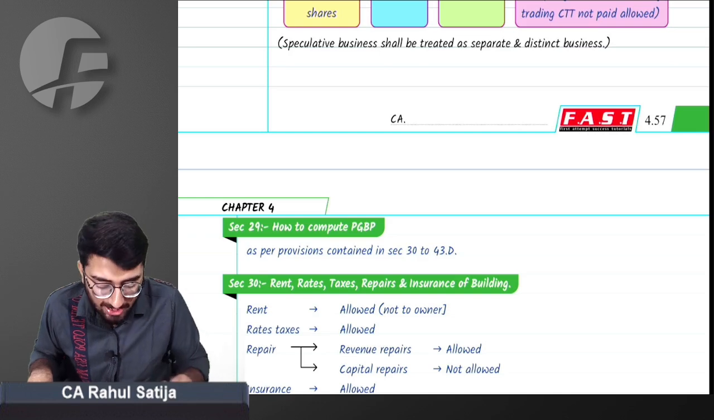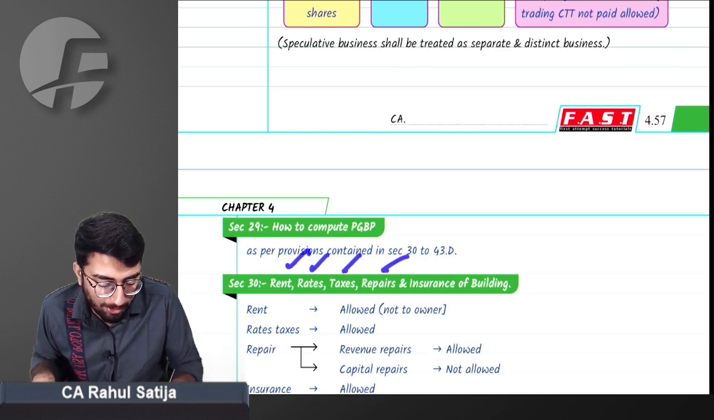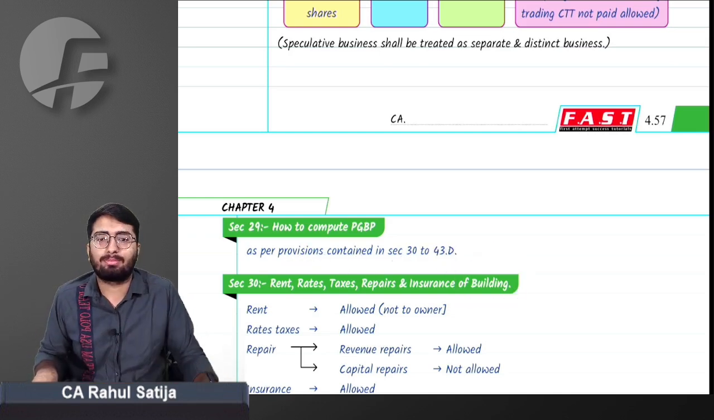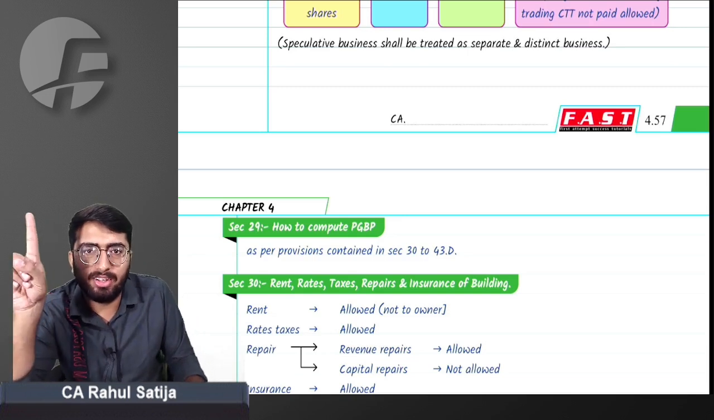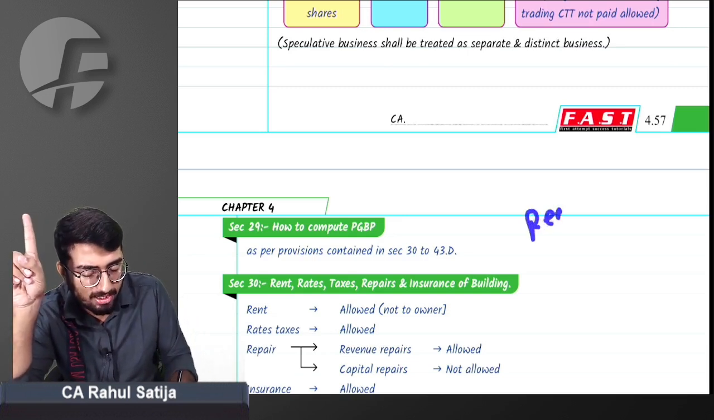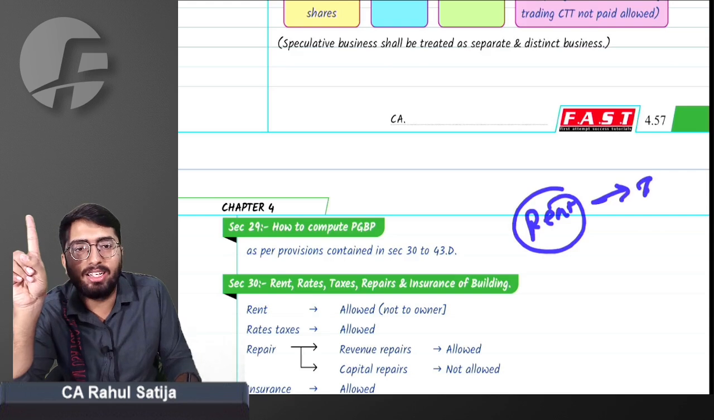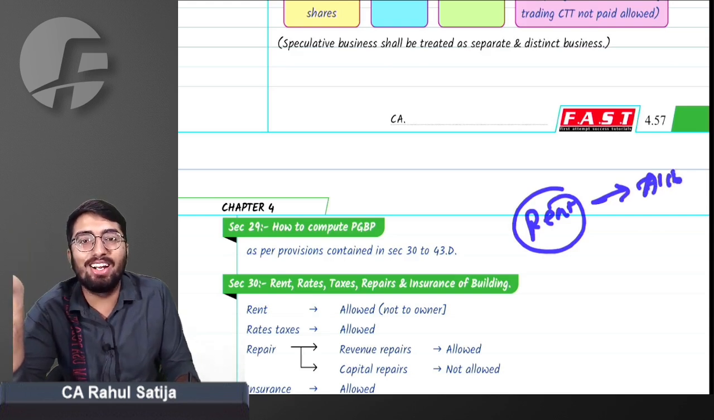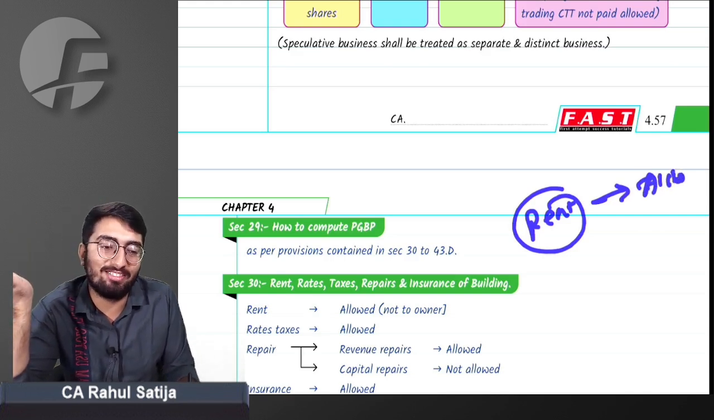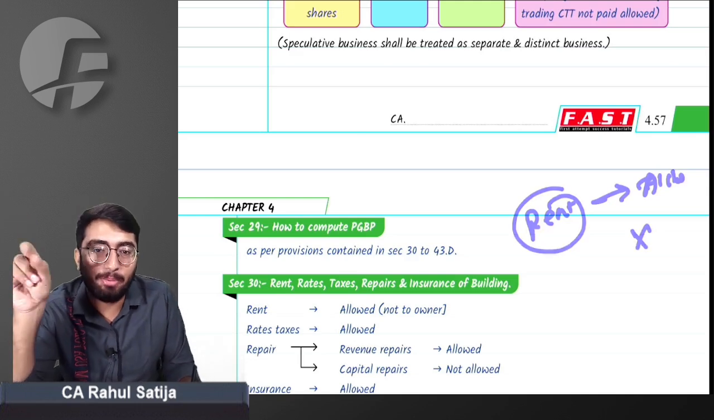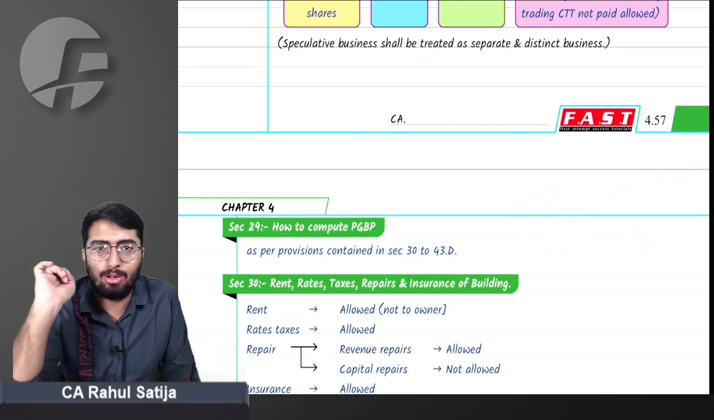What it says: rents, rates, taxes, repairs, insurance paid for building. Sir, any kind of rent. If you are paying rent for the building, sir, will it be allowed? If you are a tenant, it will be allowed. But if you are landlord and you are paying rent for your own building, will it be allowed? Right answer is no. So rent paid is allowed always, but it will not be allowed to owner.